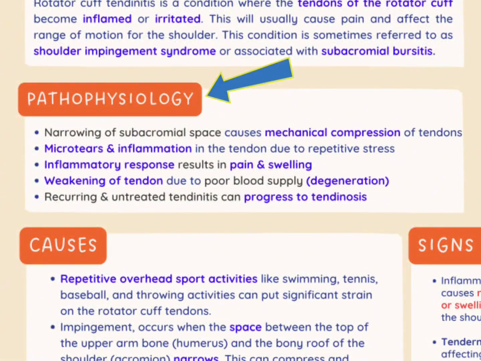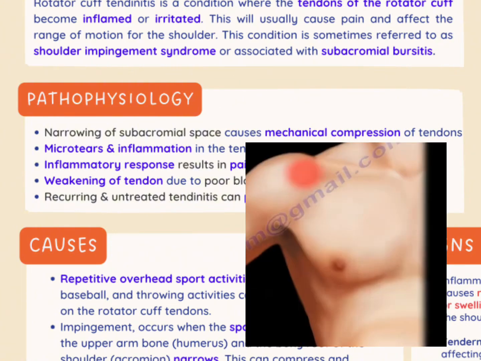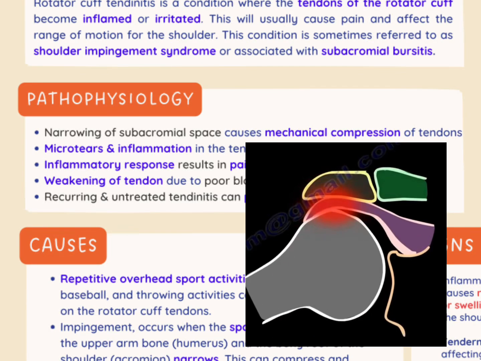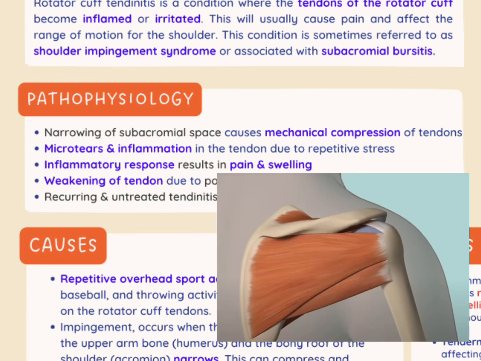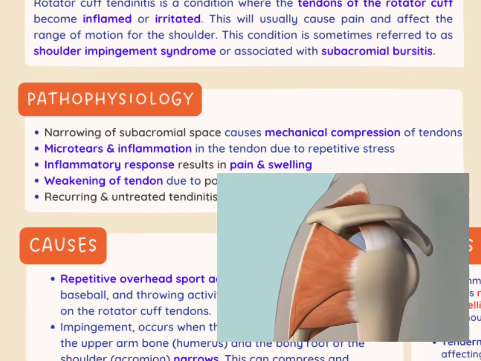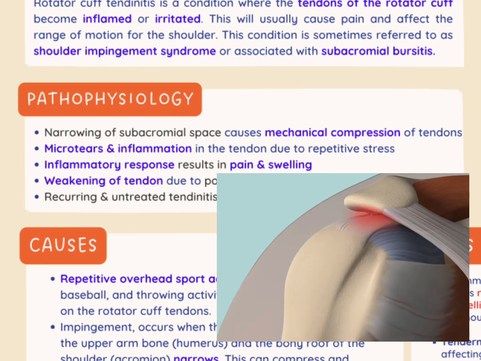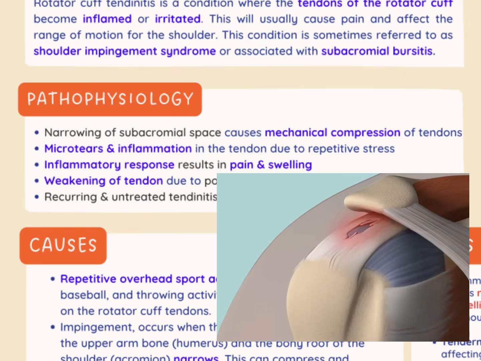Rotator cuff tendinitis occurs due to a combination of mechanical and biological factors that lead to tendon damage. First, narrowing of the subacromial space creates mechanical compression of the rotator cuff tendons, particularly the supraspinatus tendon, during arm movements. This compression combined with repetitive stress leads to micro tears in the tendon fibers. These micro tears trigger an inflammatory response, resulting in pain, swelling, and increased sensitivity around the shoulder.